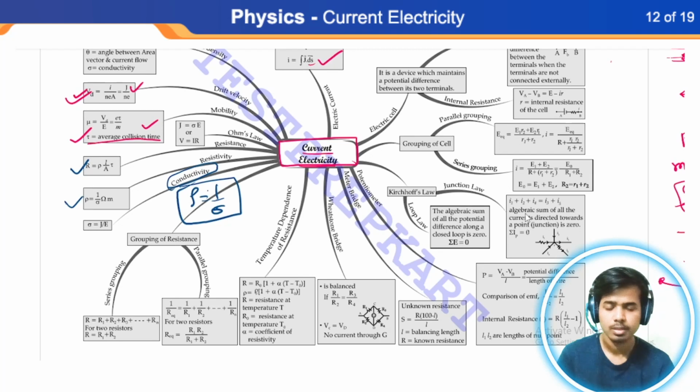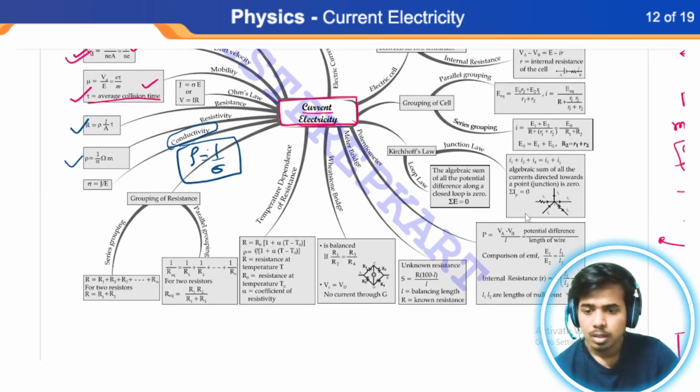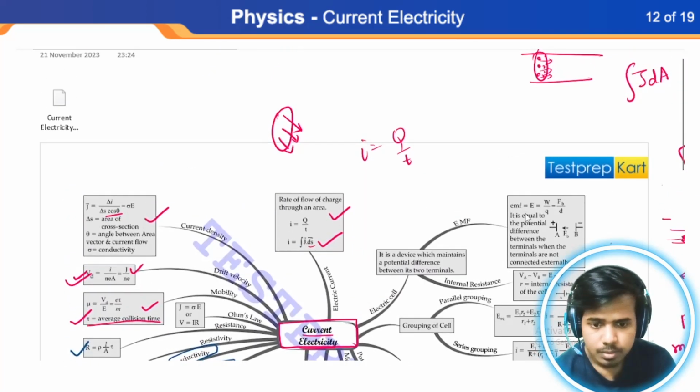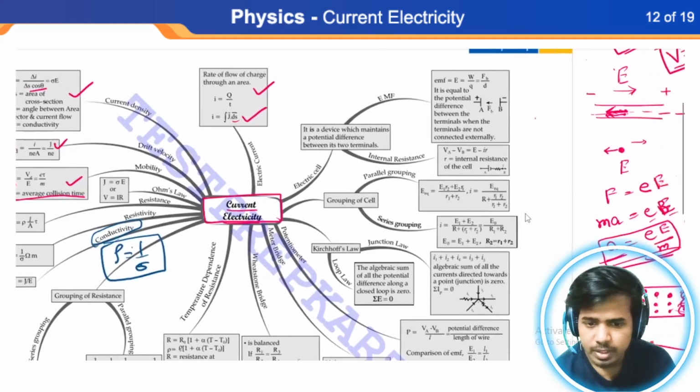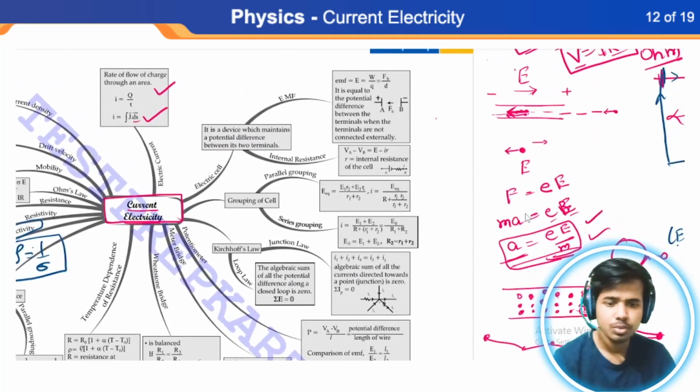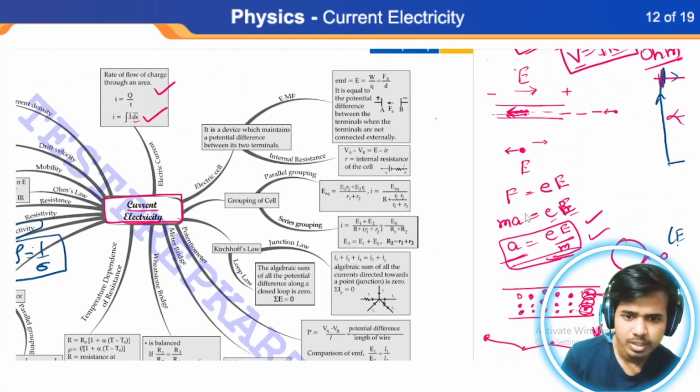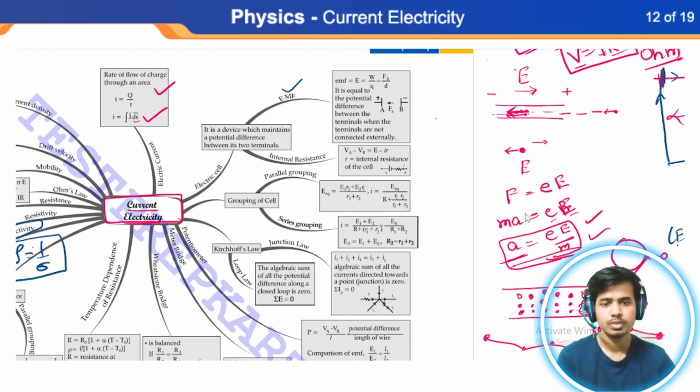This is 1 by sigma, where sigma is the conductivity. Yeah, now we have dealt with this part. Now coming to this EMF that we were defining.